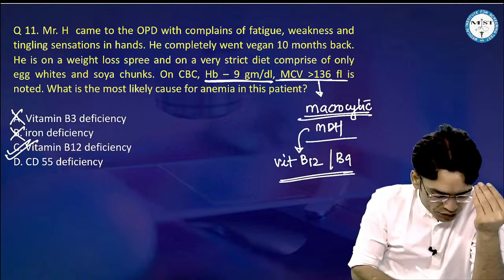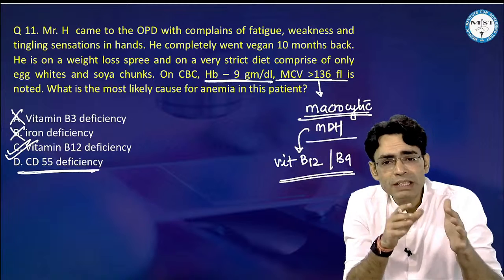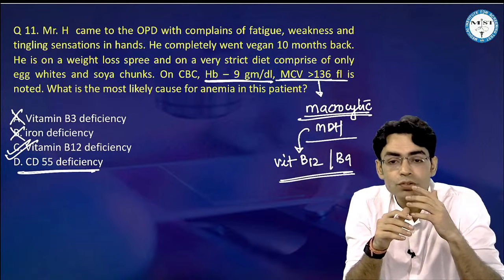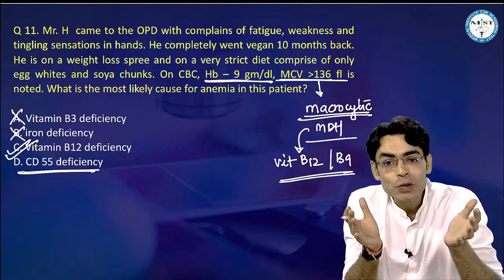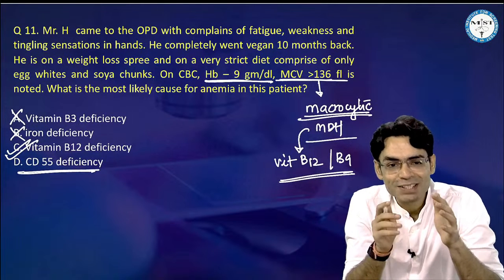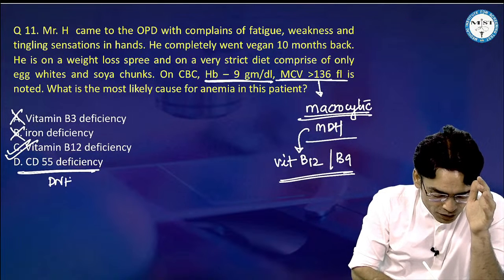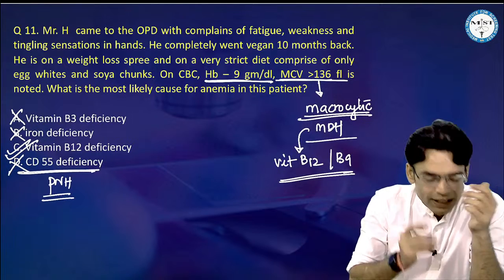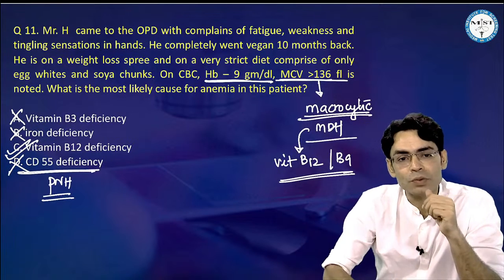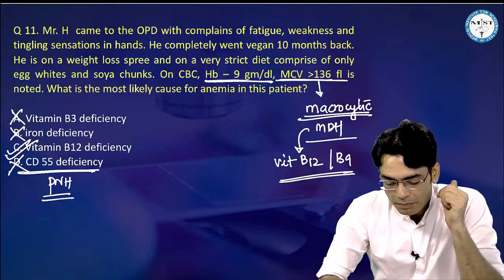CD55 deficiency, what is it going to cause? Do you remember CD55, 59, guys? This is the protector of the RBC. This is going to be causing PNH for us. So again, this cannot be the answer. The correct answer for this question is C, vitamin B12.